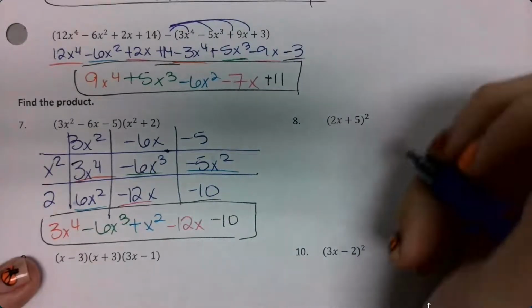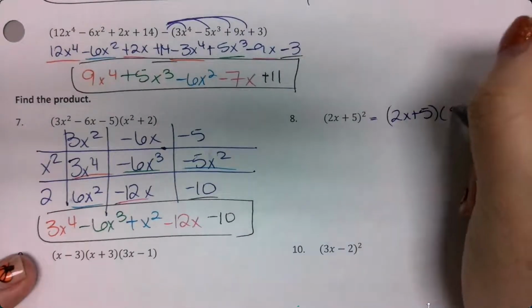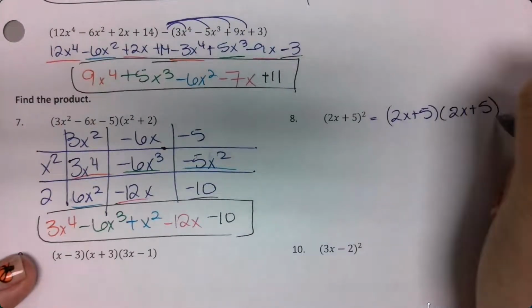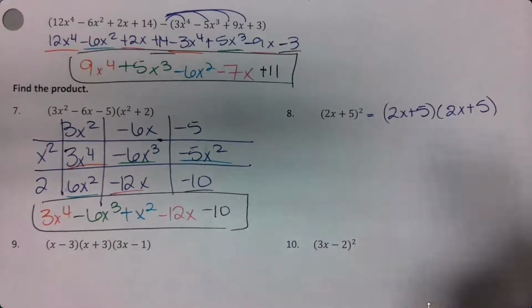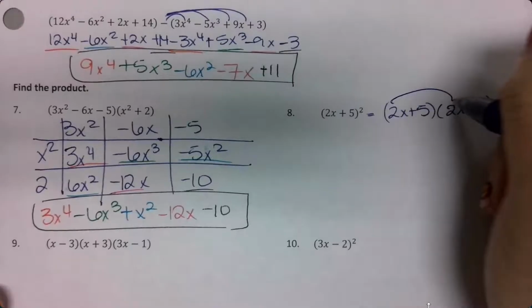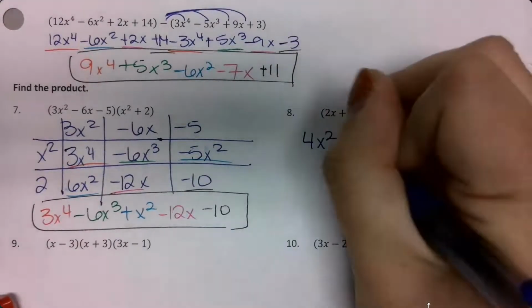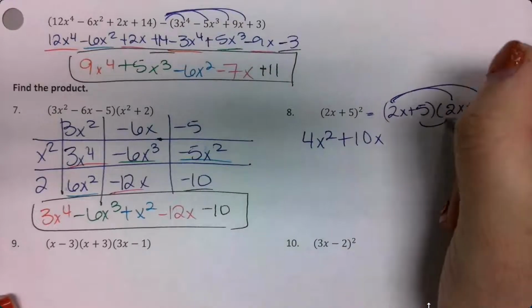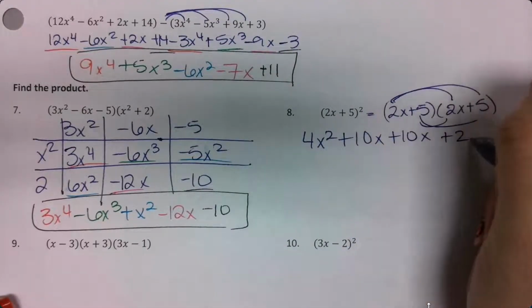Number 8, this is the same thing as saying 2x plus 5 times 2x plus 5, because that's what the exponent means. It's being multiplied by itself twice. Then I'll FOIL it out. So I have 2x times 2x gives me 4x squared. 2x times 5 gives me 10x. 5 times 2x is again 10x. And 5 times 5 is 25.